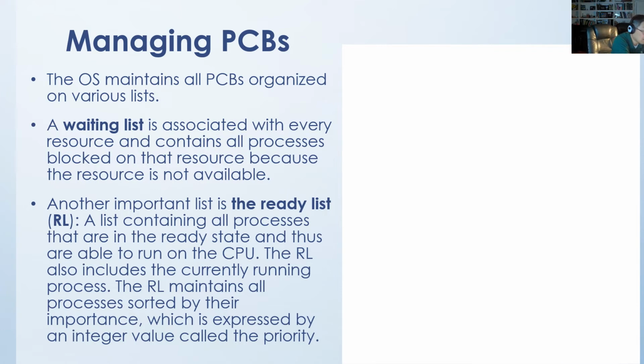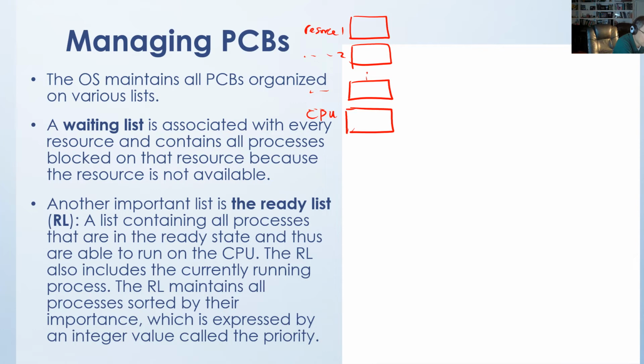Suppose we have a computer system with various different resources: resource 1, resource 2. If you think about the CPU, you take the CPU as a resource. Memory is a resource, a USB port is a resource, and there are various different computer components. Our processes need some resource to execute. For each of the resources, there's a waiting list. A waiting list is associated with every resource and contains all processes blocked on that resource.